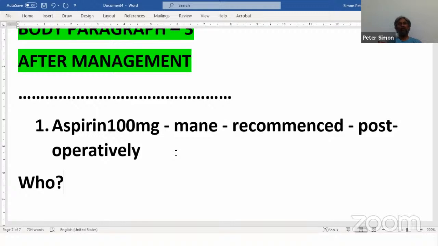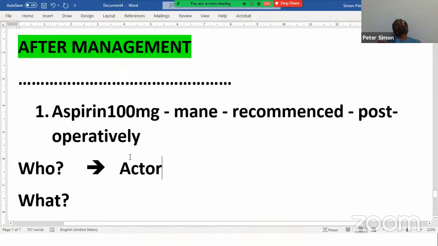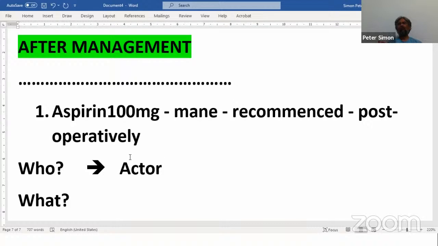So next, number 2 is what? What was the action? So who implies the actor here? The doctor is the actor. Recommenced is the action.